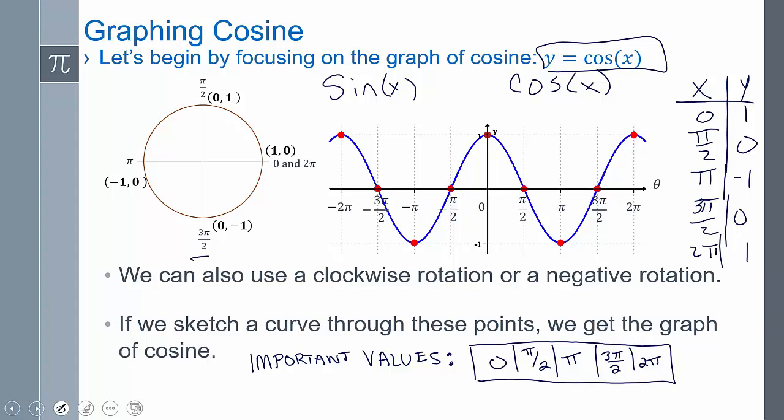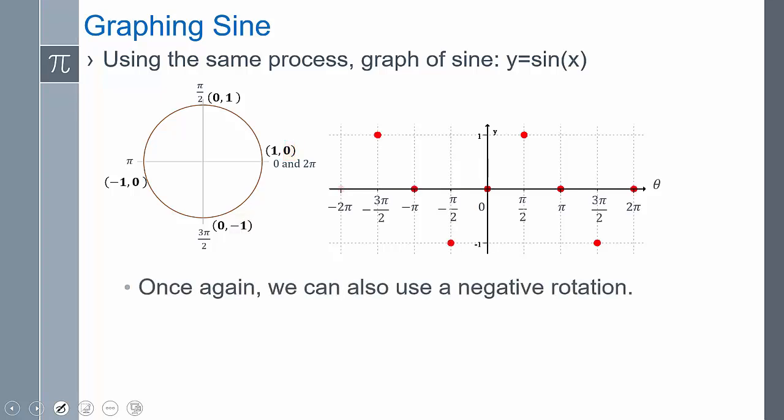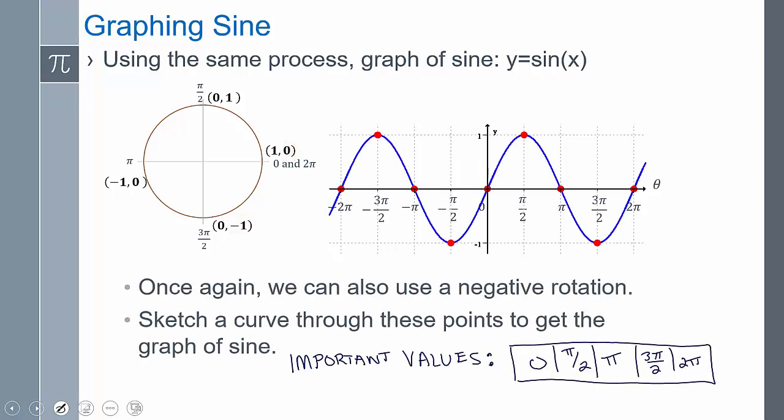Just remember, these important values are 0, pi halves, pi, 3 pi halves, and 2 pi. Those are the important x values. We can do the same thing for sine. If I create the chart and I plug in 0, you get 0. If I plug in pi halves, you get 1. If I plug in pi, you get 0. If I plug in 3 pi halves, you get negative 1. If I plug in 2 pi, you go back to 0. And so you can go in the negative direction, and then when you sketch it, we get our sine curve.